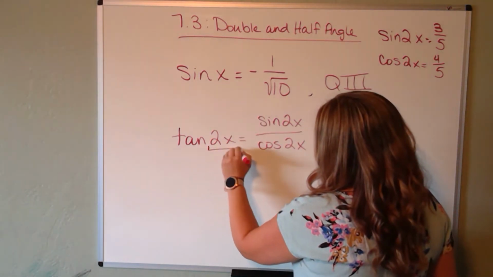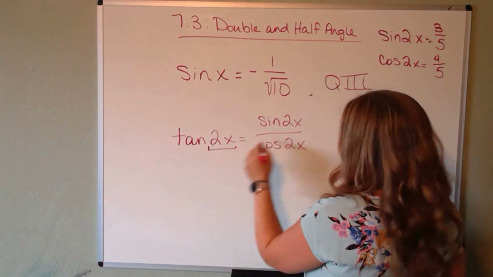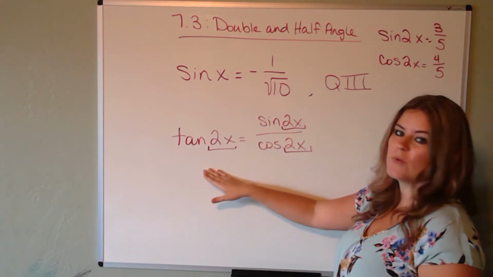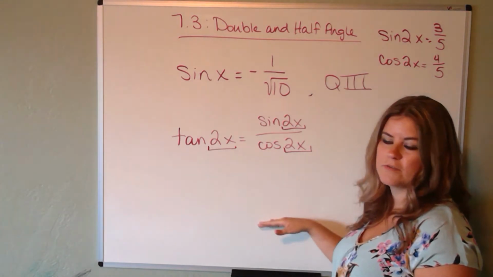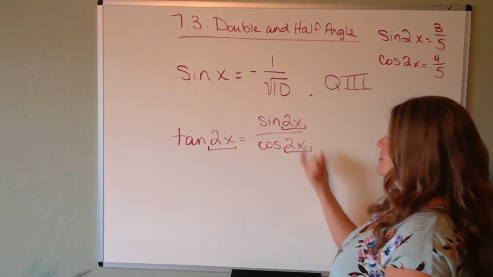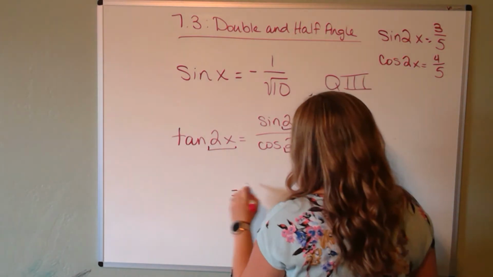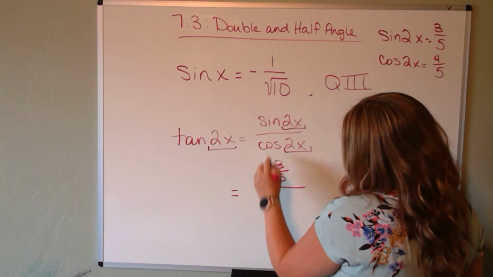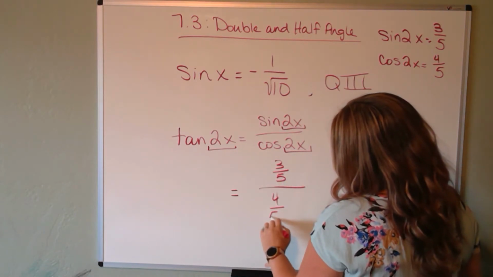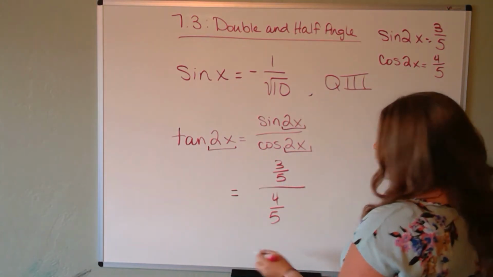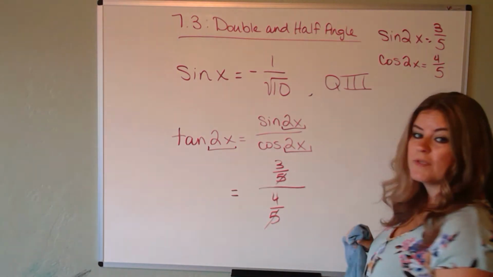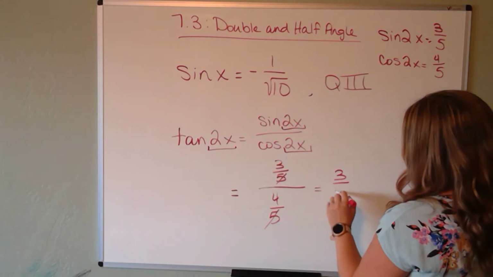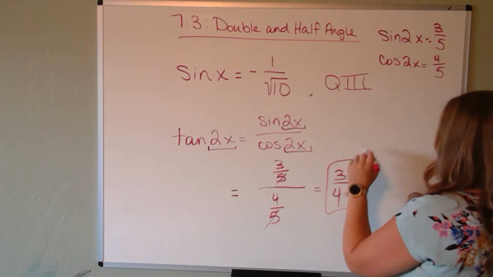Anytime you're using an identity, this can be whatever it is, as long as it's the same everywhere. So the tangent of 2x isn't sine x over cosine x, of course. Everything has the 2x. But I do know the sine of 2x. It's 3/5. The cosine of 2x was 4/5. What happens when you have the same denominator in a complex fraction? You can cancel them out. And your answer for the tangent of 2x is 3/4.